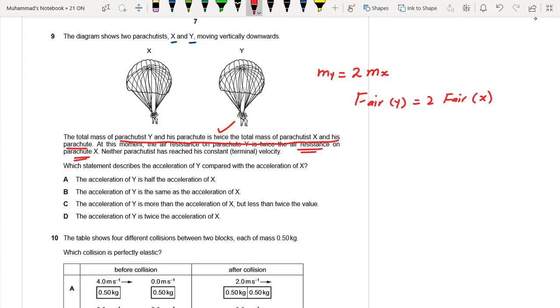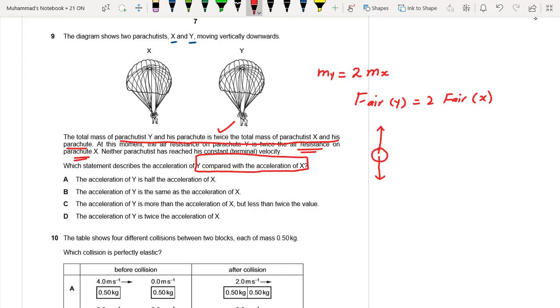So which statement describes the acceleration of Y compared with the acceleration of X? So we have to compare accelerations of two parachutists. First of all, we should know that there are two forces acting on each parachutist. And what are these two forces? One is the weight that is acting downward, and the other is the air resistance that is acting in the upward direction.